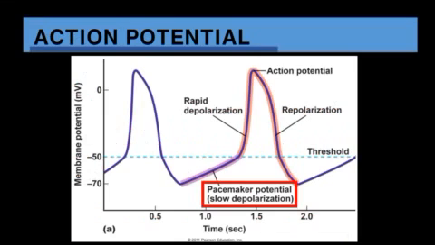This graph shows the action potential of the heart. This part with the red box presents the pacemaker potential. As you see, this is slow depolarization. I think you can understand the rest of it.